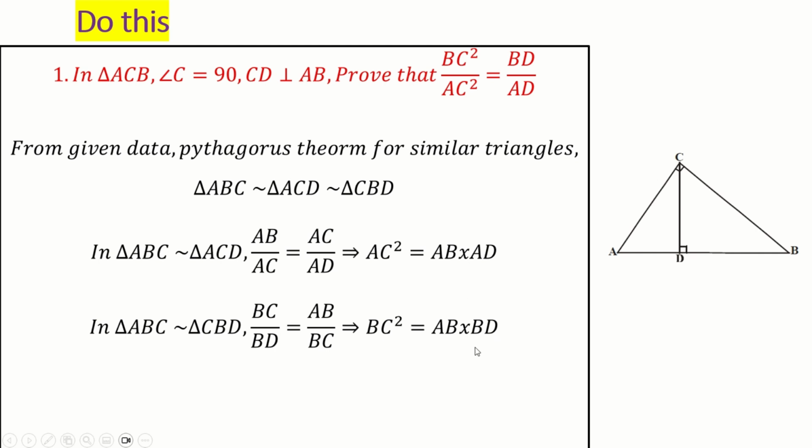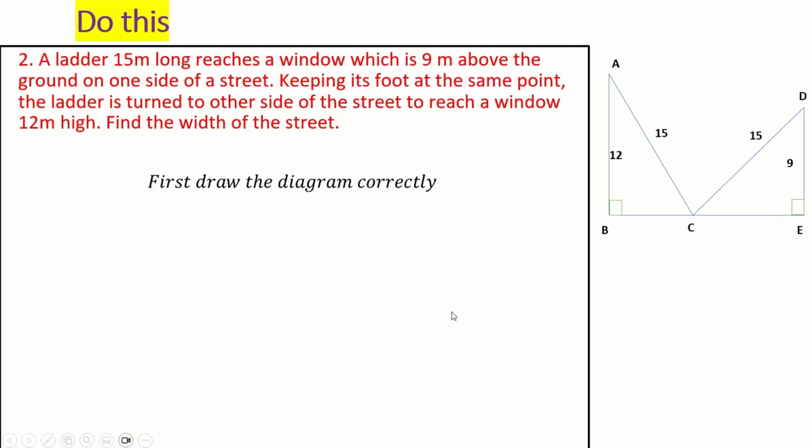A ladder 15 meters long reaches a window which is 9 meters above the ground. The window is here at D, and this is the building above the ground, 9 meters. DC is the ladder, which is 15 meters. Keeping its foot at the same point, I kept the ladder foot at C and moved it to the other side of the street. Then it has reached 12 meters high on the other side of the street. That means AB is 12 meters.